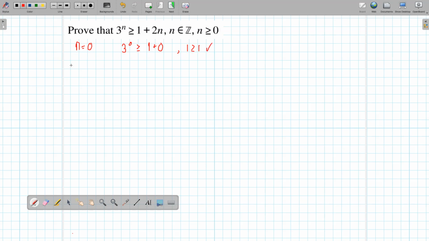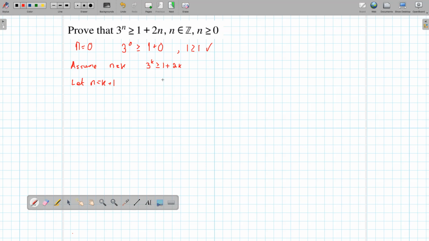That's true. So my next line, I want to assume n equals k is true, and that particular line, which is 3 to the power of k is greater than or equal to 1 plus 2k, will be used later in our inductive step. So our inductive step is to let n be equal to k plus 1.